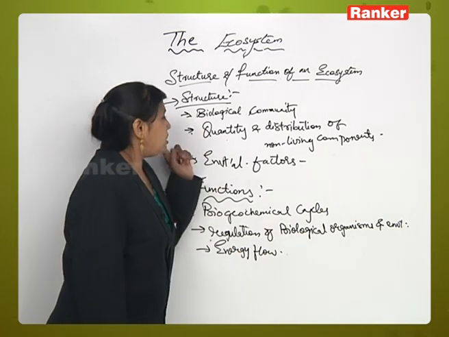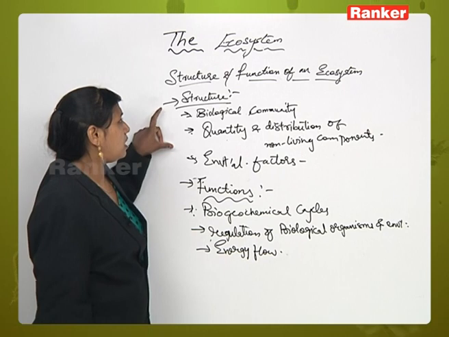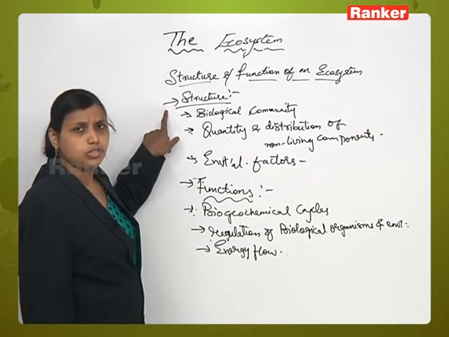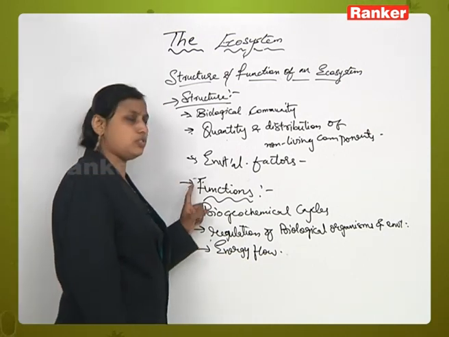So basically these are the components why we can say that ecosystem is the structural unit of nature and why we can say that it is a functional unit of nature.